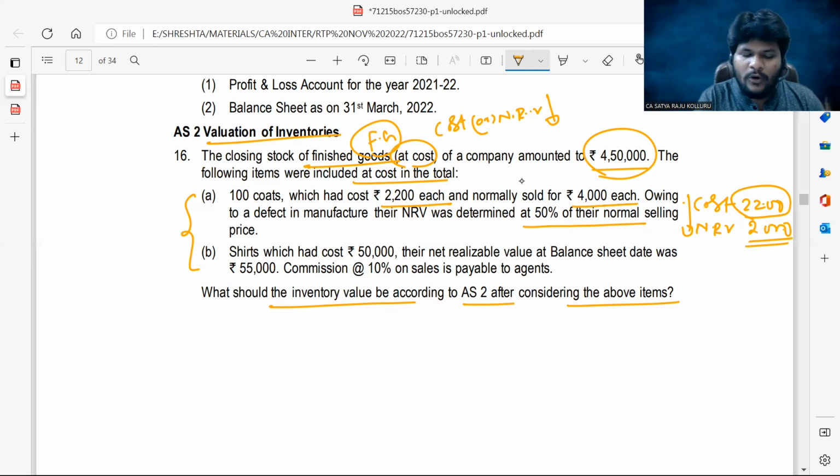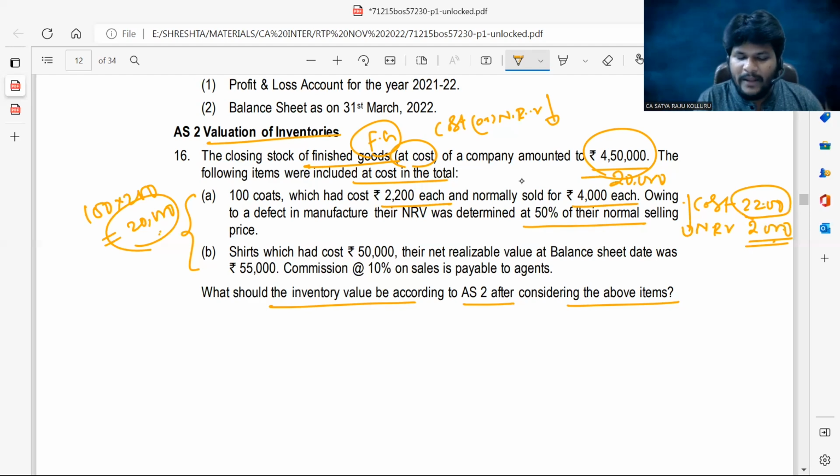Per coat 200, which means for 100 coats, 100 into 200, which is equal to 20,000. You need to reduce 20,000 from the cost price. Then only it is showing at NRV. Okay, the first and foremost adjustment was minus 20,000 from the given figure of 4,50,000.